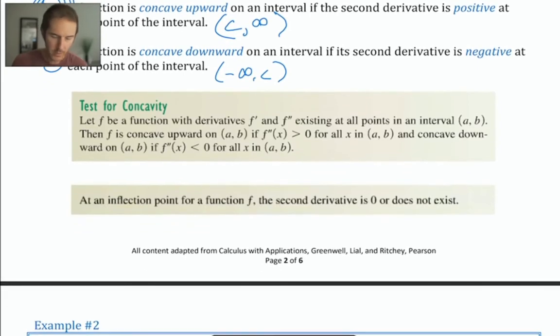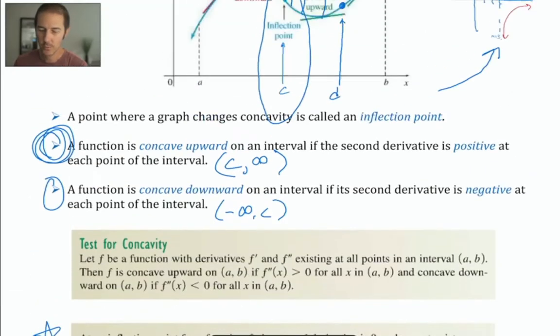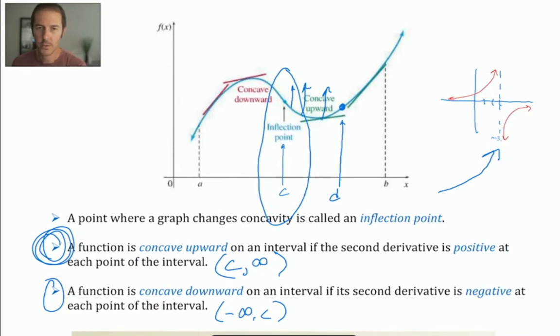Exciting. This, however, gets a star. At an inflection point for a function f, the second derivative, as we mentioned already, is either 0 or does not exist. That should be in your notes. These two diagrams should be in your notes. The pre-printed diagram has an inflection point where the second derivative is equal to 0. You could draw an arrow in here and say f double prime.